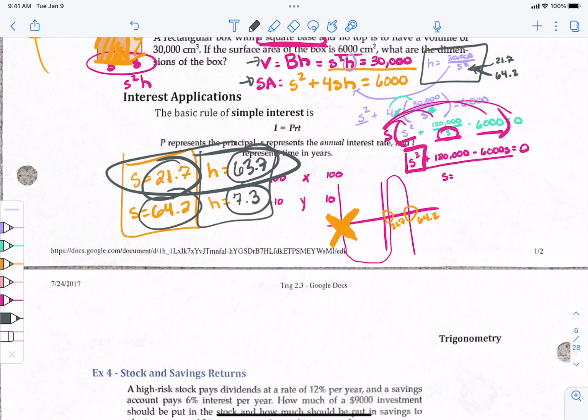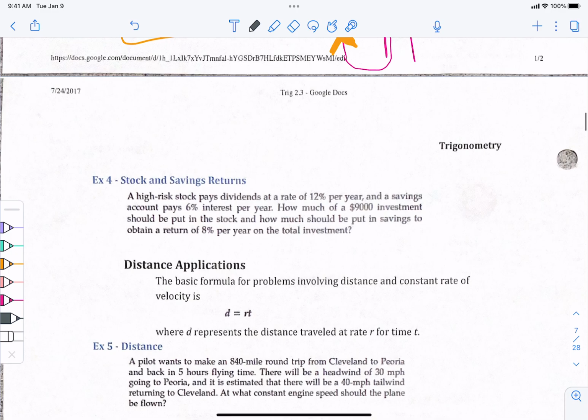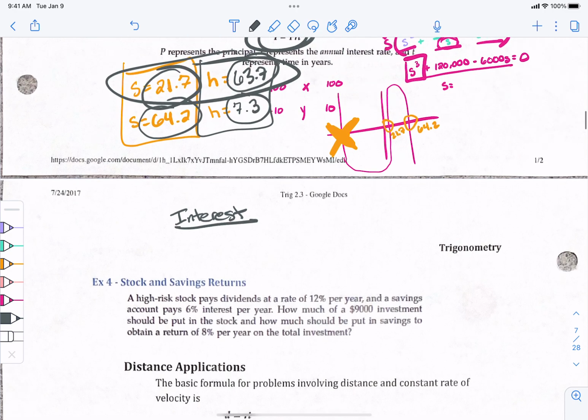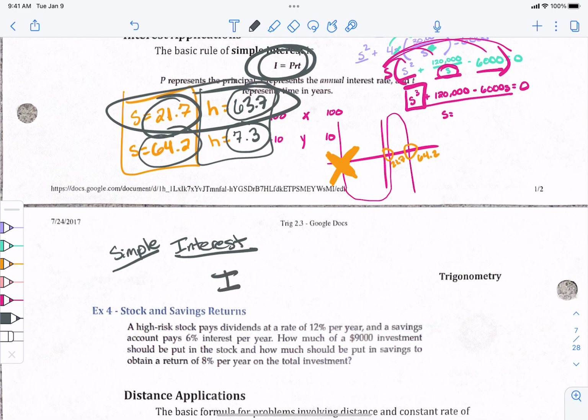Okay, moving on to the backside. There's a little piece that I kind of covered up over here when we're talking about interest. So this is the next thing. This is interest, and this is simple interest, not compounding interest. The interest is found by taking the principal times the rate times the time. So write that at the top of this paper. Simple interest is principal, rate, time.